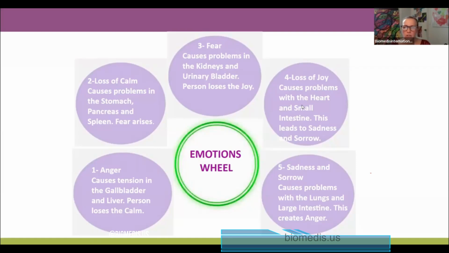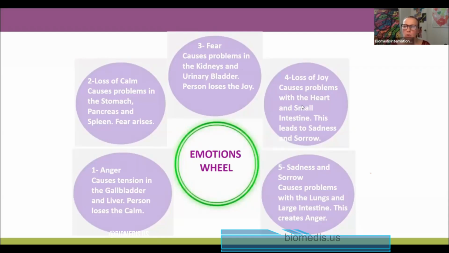The first tension in the body will be the duodenum sphincter, affecting your gallbladder and liver, some kind of stress. It is caused by emotions like anger. Then the person loses all his calm. When the person loses calm, it starts to affect his stomach, pancreas, and spleen, and then fear arises. Fear will affect kidneys and urinary bladder. And then when it starts to bother him, the person loses the joy.